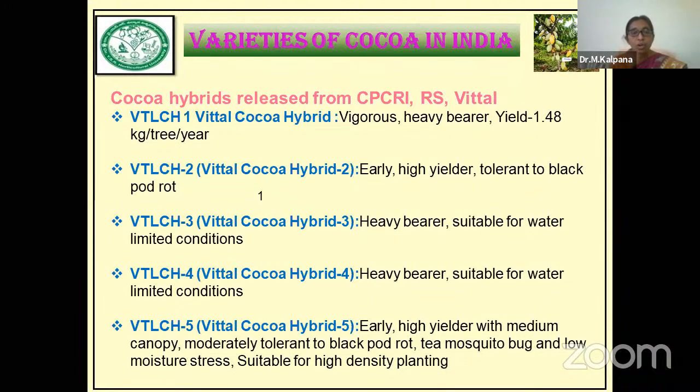So they had released almost 5 hybrids, which are very suitable to South Indian conditions, and also Vittal hybrid cocoa, Vittal cocoa hybrid 3 and 4. They are heavy, vigorous, and suitable for the water limited conditions, that is drought conditions. And Vittal hybrid 5 is suitable for high density planting system.